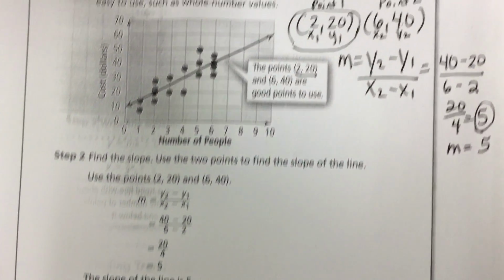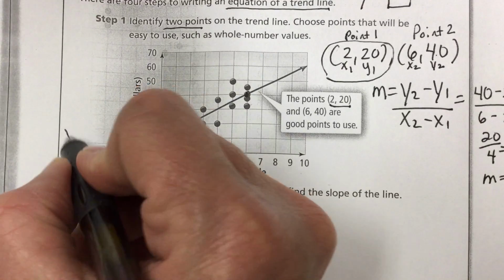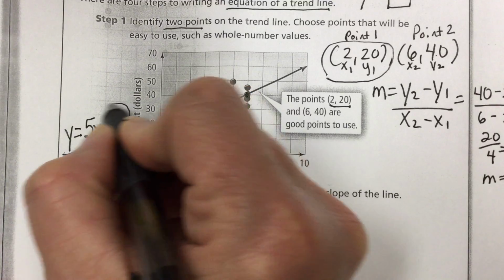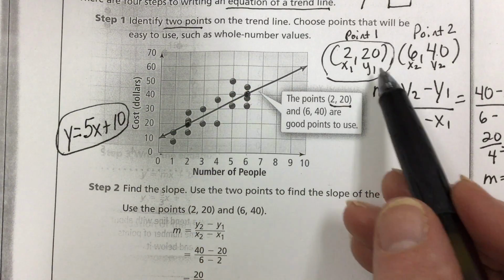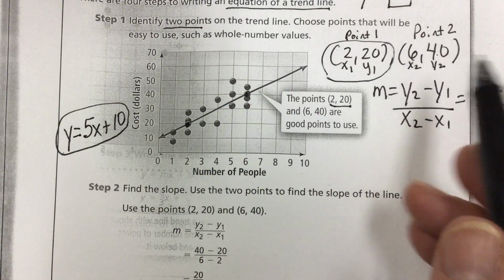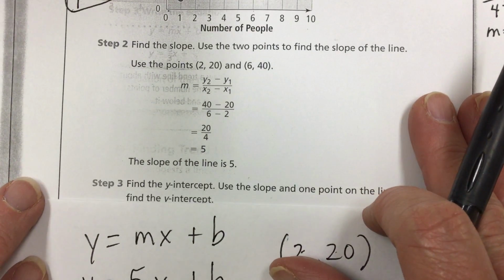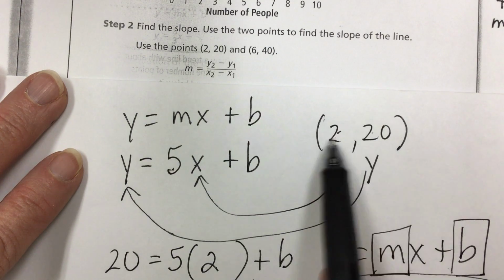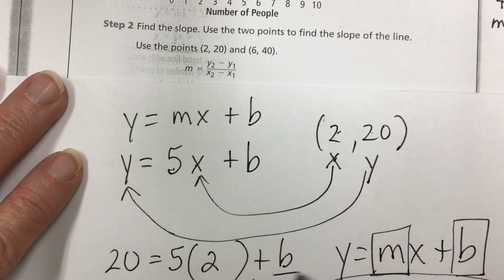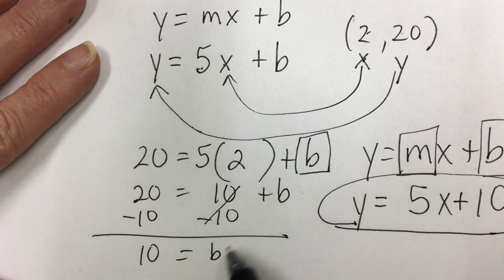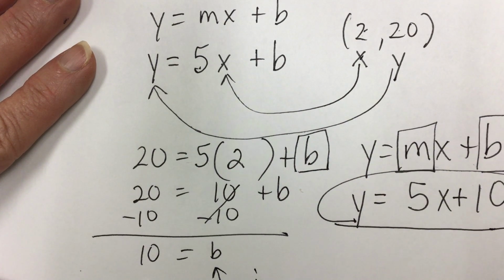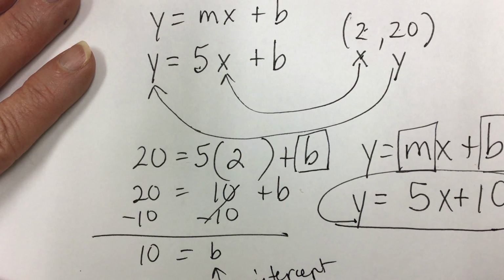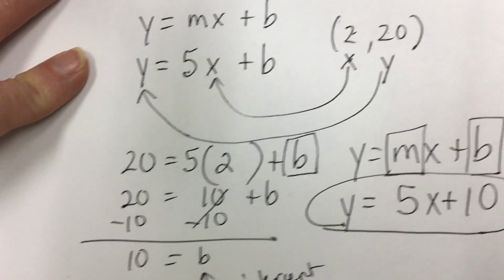So we found the equation of this trend line was y equals 5x plus 10. We had to find the slope by finding 2 points and using the slope formula. Then we used the slope and a point, which gave me an x and a y. So I plugged in everything, and the only thing that was left to solve for was b. And b is the y-intercept. So then I had my slope and my y-intercept, and I could write the equation of the line, and that is the equation of the trend line.